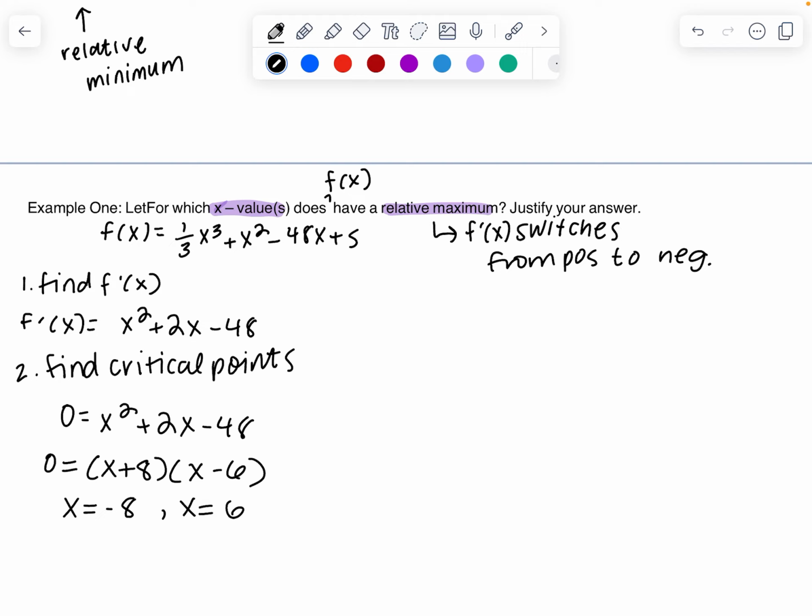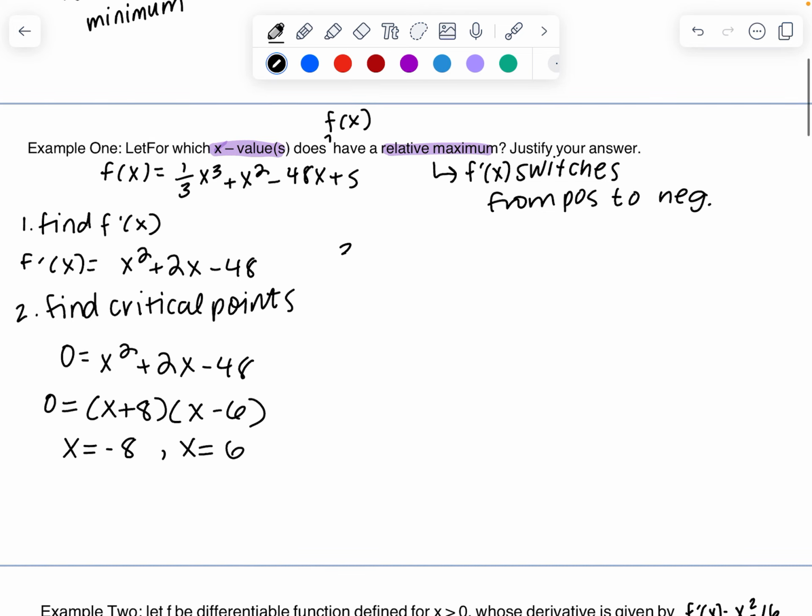My next step after that is to do a line test to figure out where the derivative is positive and where it is negative. So the next step is a line test. There's a chance that the derivative will switch at negative 8 and 6 because the derivative equals 0 there. I'm going to do exactly what I did when we were finding increasing and decreasing intervals.